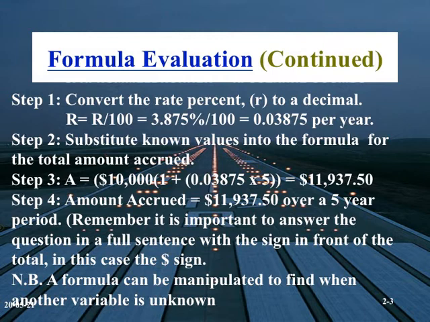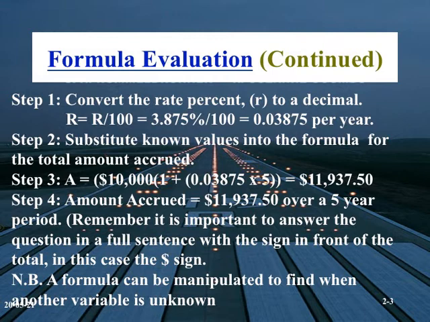Step 2, substitute the known values into the formula for the total amount accrued. Step 3, $10,000 times 1 plus 0.03875 times 5 equals a total of $11,937.50. The amount accrued, $11,937.50 over a 5-year period.